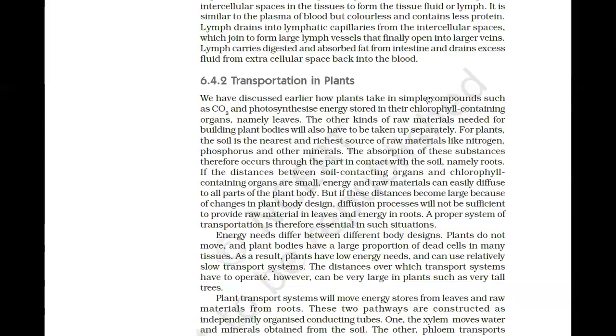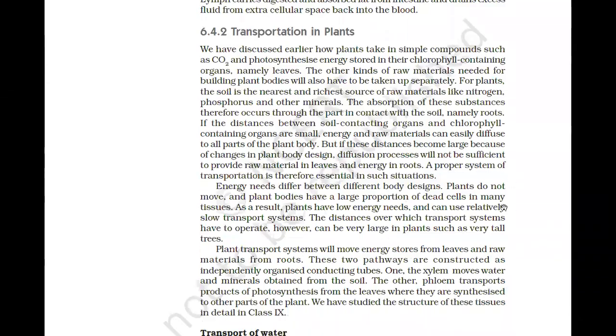We have discussed earlier how plants take in simple compounds such as carbon dioxide and photosynthesize energy stored in their chlorophyll containing organs, namely leaves. The other kinds of raw materials needed for building plant bodies will also have to be taken up separately. For plants, the soil is the nearest and richest source of raw materials like nitrogen, phosphorus, and other minerals. The absorption of these substances therefore occurs through the part in contact with the soil, namely roots.